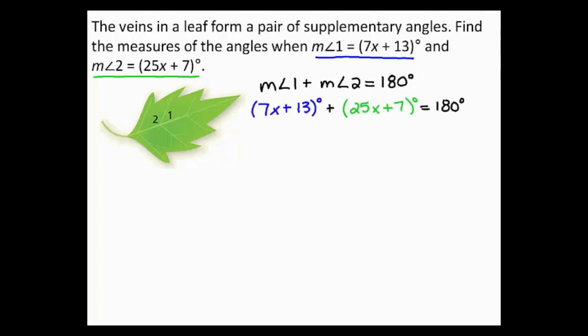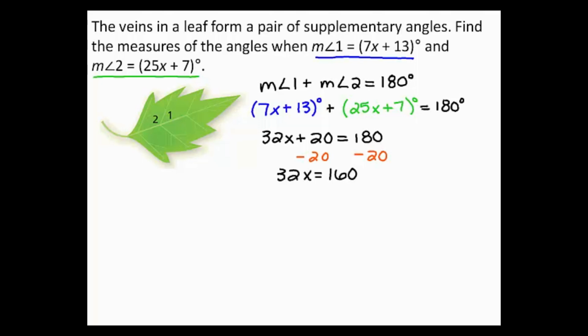You can substitute these expressions into the equation for the measure of angle 1 and the measure of angle 2. Now, to solve for x, you can first combine like terms on the left-hand side of the equation. 7x plus 25x gives you 32x, and 13 plus 7 gives you 20. Next, you can subtract 20 from both sides of the equation. This gives you 32x equals 160.